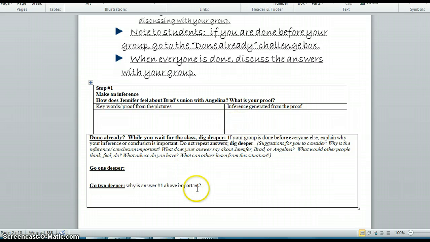That should not be repeated here. Go deeper, deeper, deeper. Why is that important? Dig, dig, dig deeper. When your group is ready to discuss, you might be in the middle of a sentence.